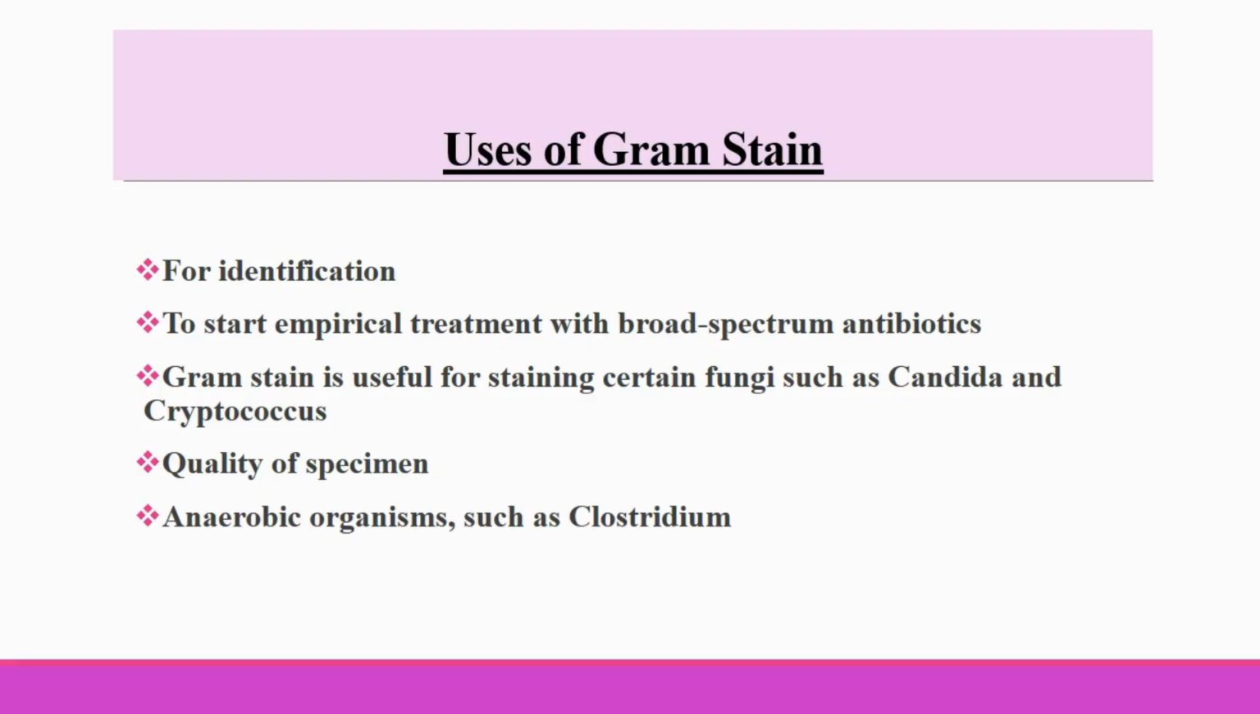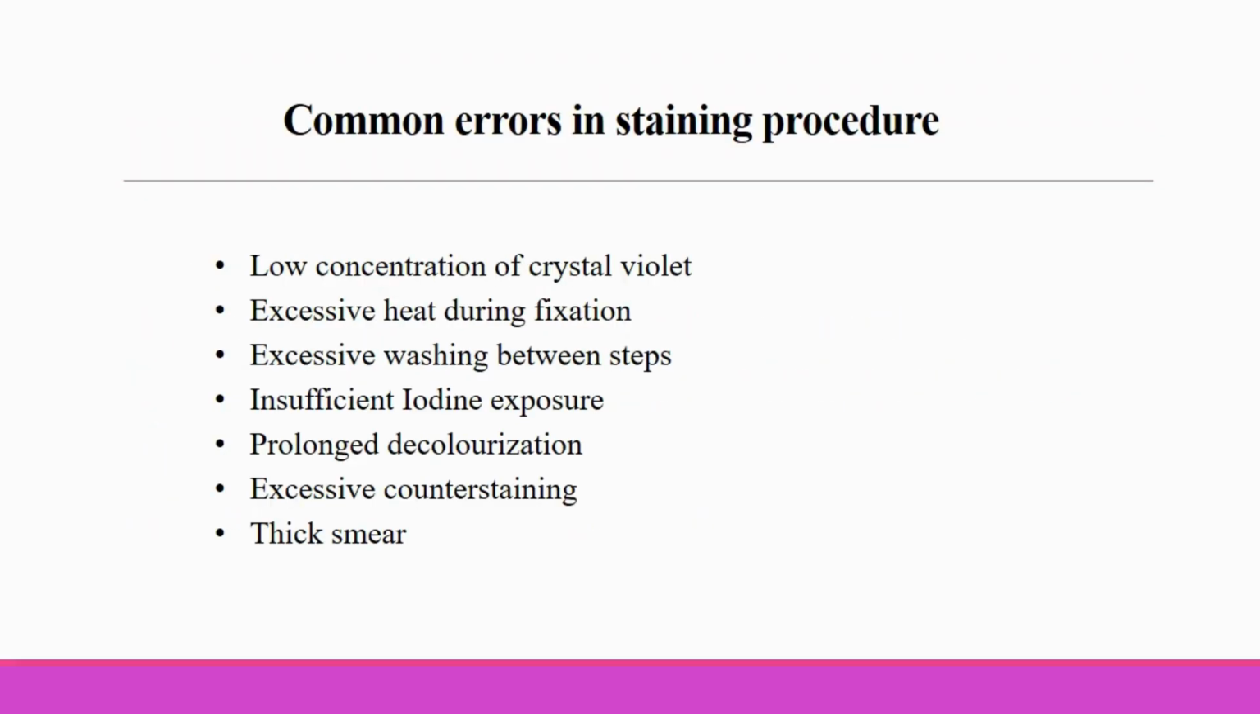The fifth is anaerobic organisms such as Clostridium do not grow in routine culture. So therefore the organisms can be detected in gram stain, but aerobic culture negative gives a preliminary clue to perform an anaerobic culture of the specimen. So next we are going to see some common errors in the staining procedure.